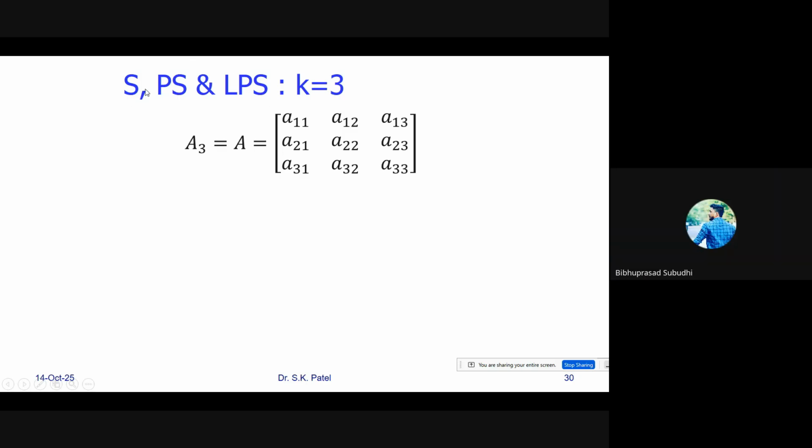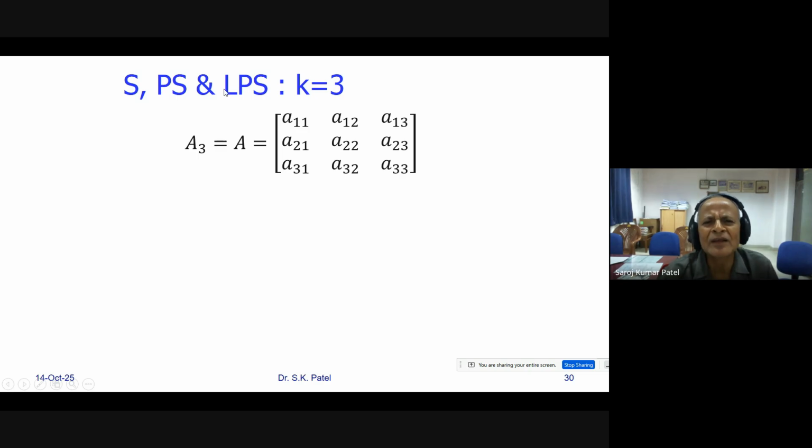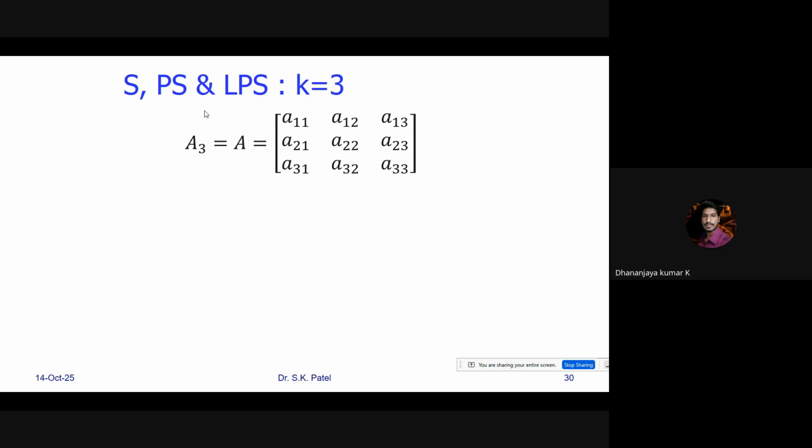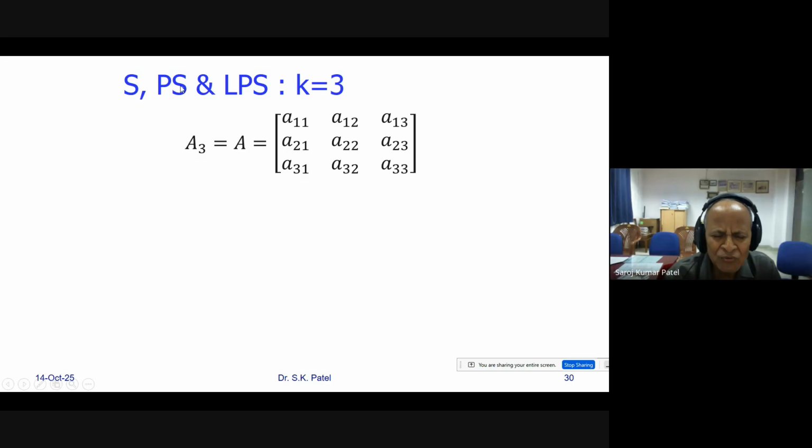I repeat again, the difference between principal submatrix and leading principal submatrix is that in leading principal submatrix we are deleting the last rows, last column. And in principal submatrix, whichever rows we are deleting, the same columns we have to delete. If second and third rows we are deleting, second and third columns we have to delete. If first and third columns we are deleting, then first and third rows we have to delete. That is principal submatrix. And in submatrix, any rows, any columns you can delete, for example second and third rows and first and third columns. Then we get a submatrix.